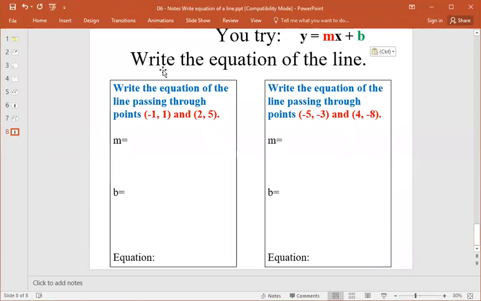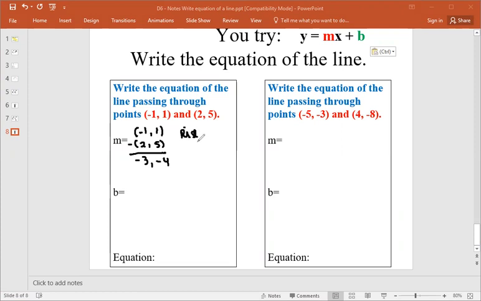All right, so here we're going to do 2 additional problems and see how these go. Write the equation of the line passing through the points (-1, 1) and (2, 5). First we have to do that slope. I'm going to do a vertical slope here. Negative 1, 1, 2, 5, and I'm subtracting. So negative 1 minus 2 is negative 3. 1 minus 5 is -4.